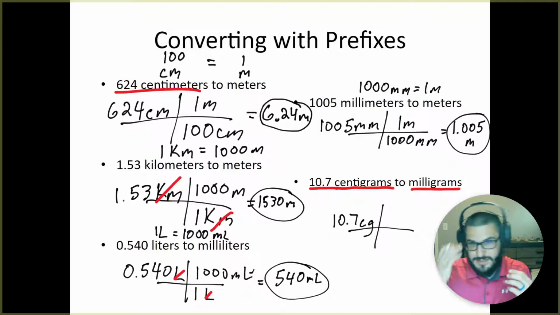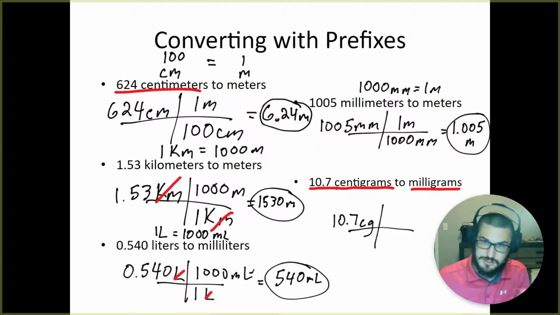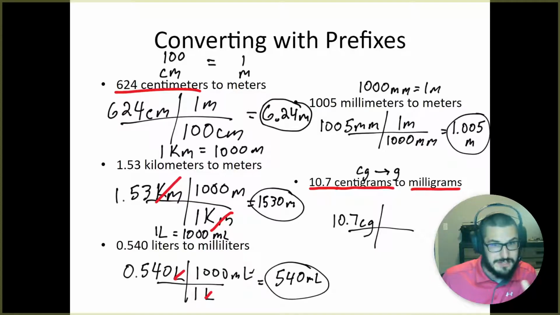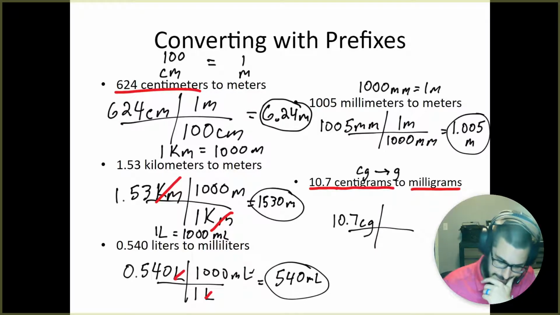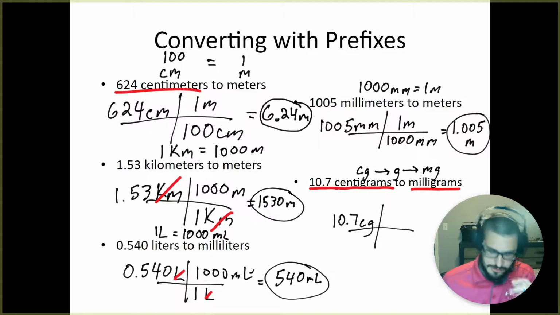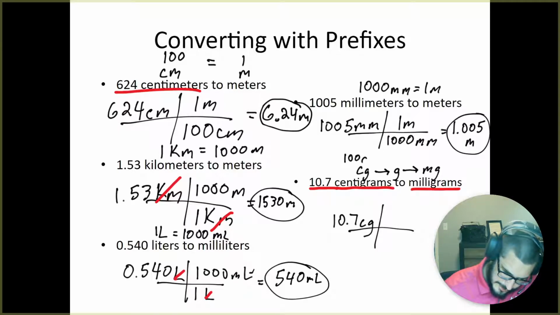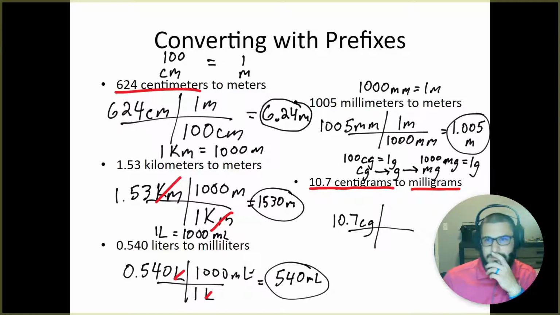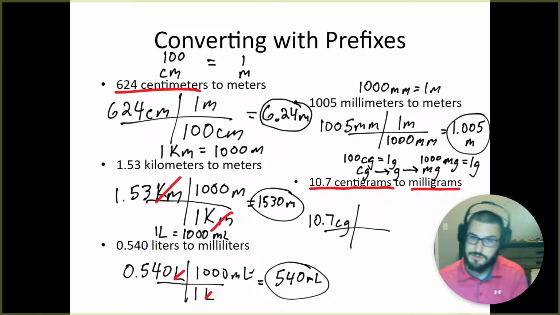I know that because I have 2 prefix units that I'm going to have to do multiple different things. So what I'm thinking here is I can go from centigrams to grams, and I know how to do that because you guys have done that sort of thing in previous ones. And then if I'm in grams, then I can go to milligrams. So that's what I'm going to do. So I know that there's 100 centigrams in 1 gram, and I know there's 1,000 milligrams in 1 gram. Okay, and I'm going to use both of those in this conversion, both of those in this T-chart.